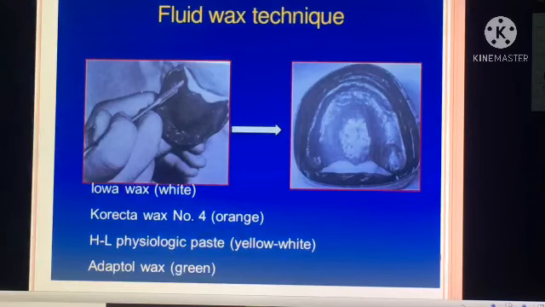Another important thing you have to remember is, once you record the posterior palatal seal and remove it from the patient's mouth, check for proper tissue contact. In contrast to the green stick compound, in fluid wax, wherever there is a glossy area, that means there is tissue contact, and wherever there are dull areas, that means the tissue has not contacted there. So wherever there are dull areas, you have to reapply the fluid wax and do the procedure again.